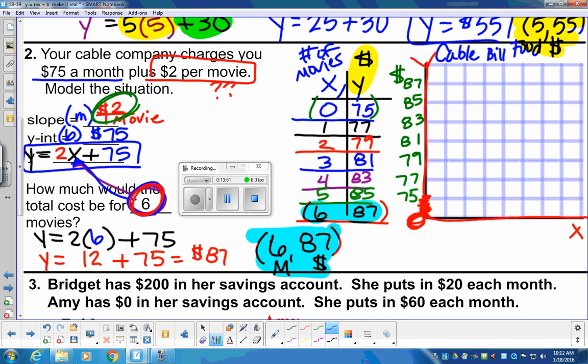On that x-axis, we're talking about the number of movies. So the number of movies we would be increasing by 1, going all the way to 6.